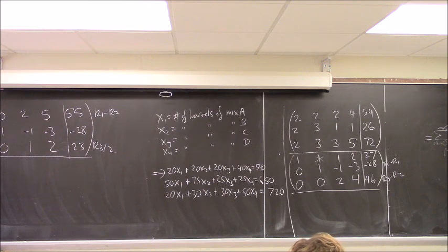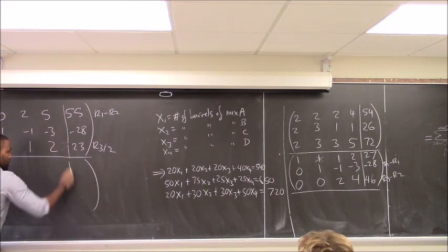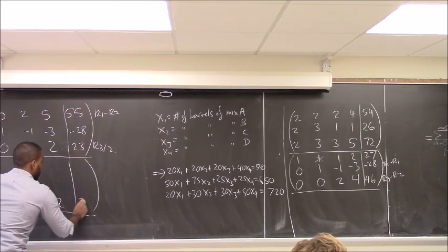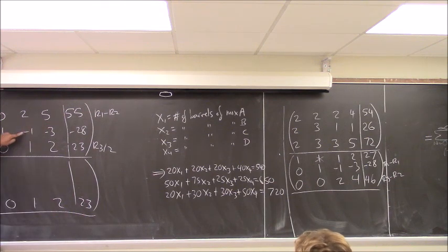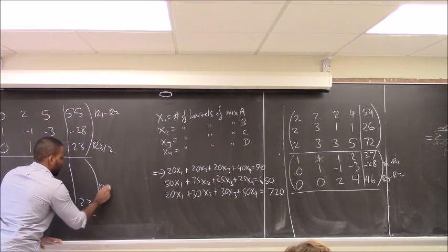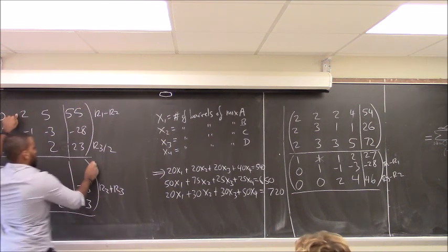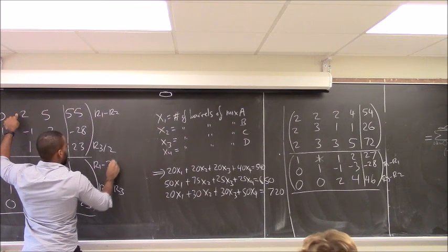And what do we want now? I want a 0 here and a 0 here. This one is 0, 0, 1, 2, 23. To get a 0 here, I can just add these. Take row 2 plus row 3. This was this 0, this was that 1, this was that 0, this was that minus 1, this was that minus 3. Okay? And then to get a 0 here, I can take row 1 minus 2 row 3.